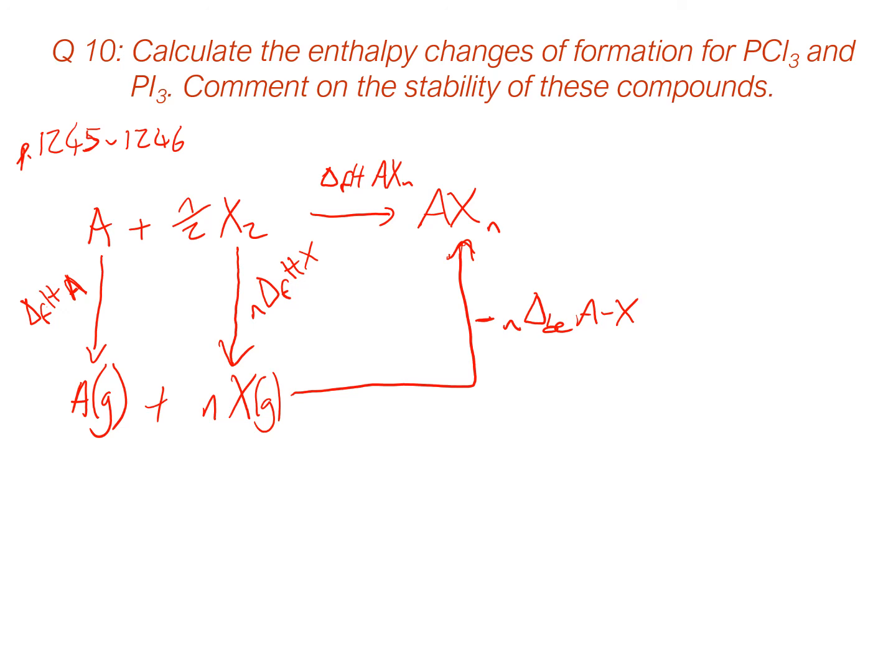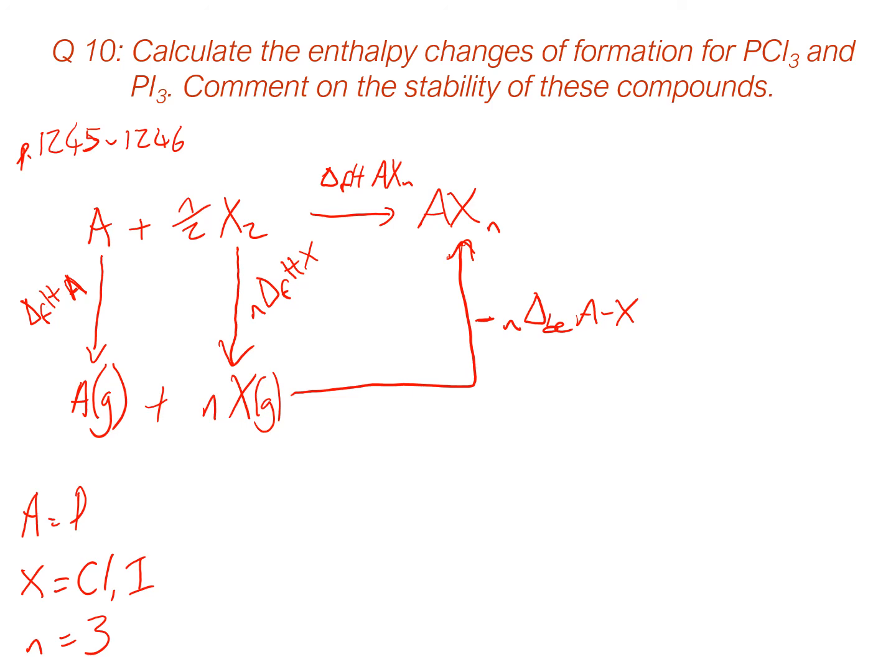So let's look at what all these A, X and N's are for our cycle. A is going to be phosphorus. X is either chlorine or iodine, because we want to know them both. And then N is going to be 3, because we can see from the formula it is PCl3 and PI3.